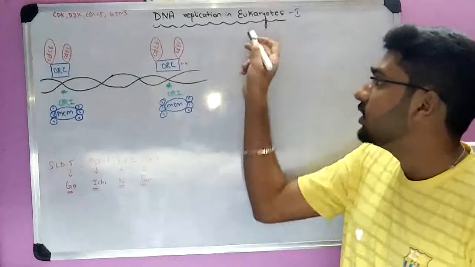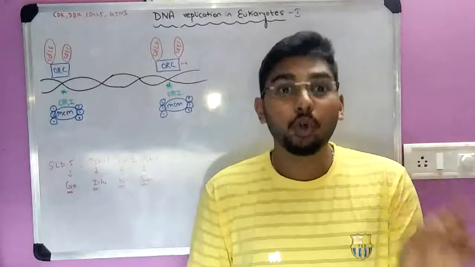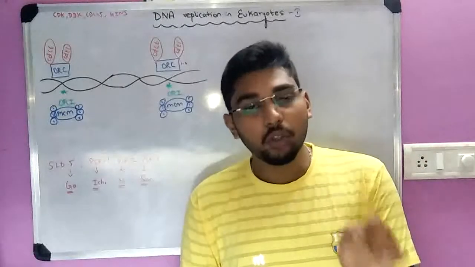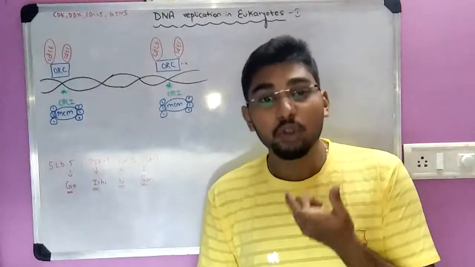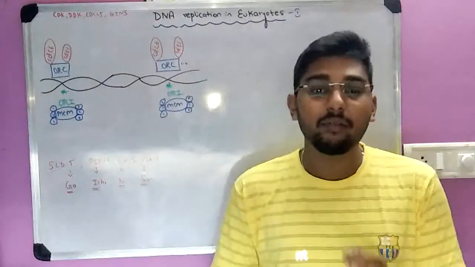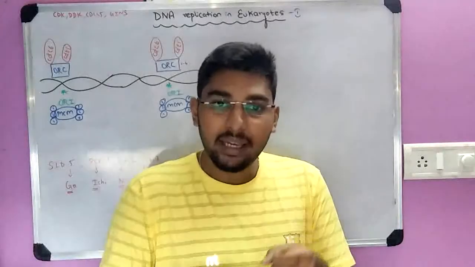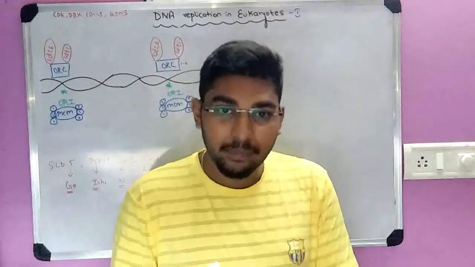Let us first know what eukaryotes are. Eu means true, and karyon means nucleus. So eukaryotes are those organisms that have a well developed true nucleus which is covered by a true nuclear membrane.